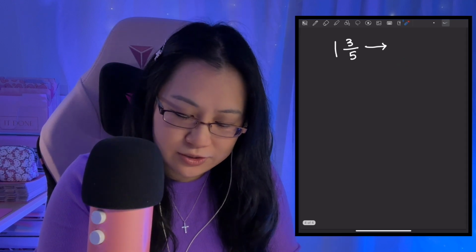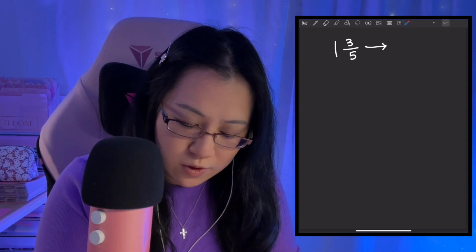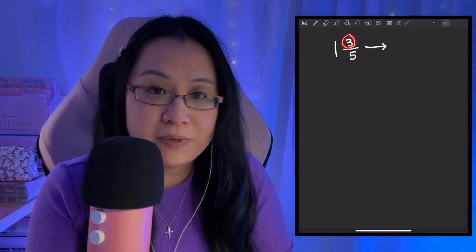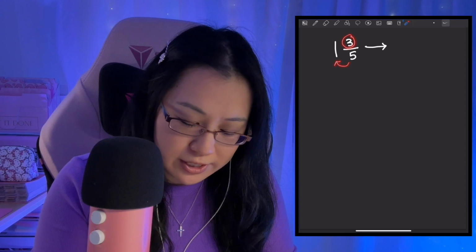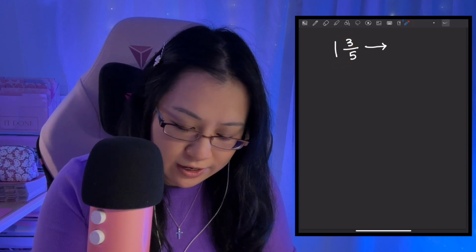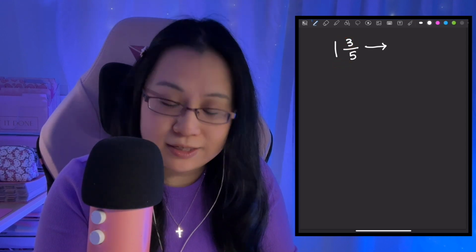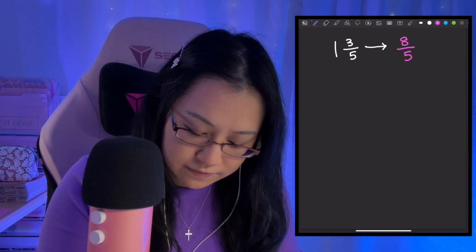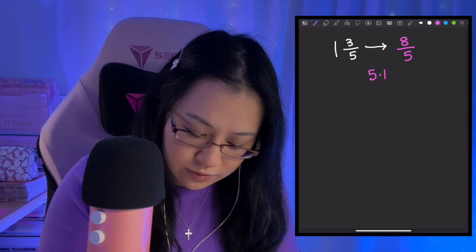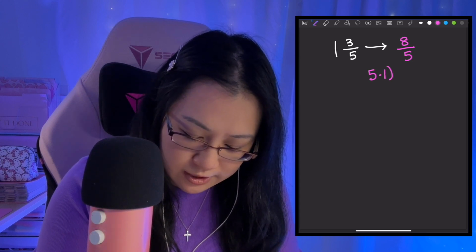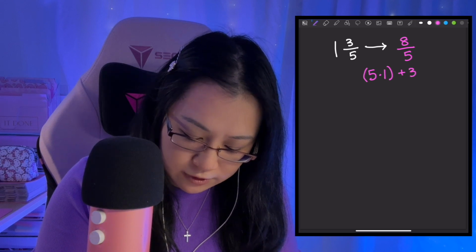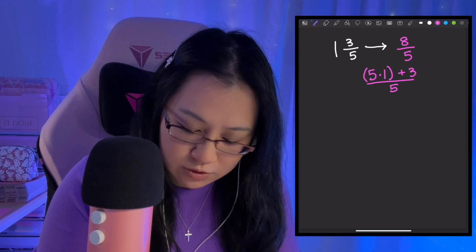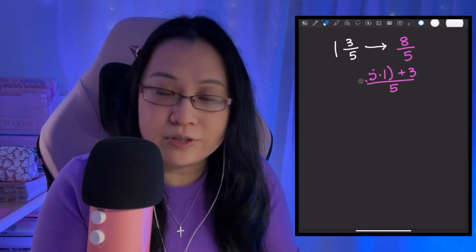Okay, and so now we have one whole pizza, so that will be 5 1/5 pieces plus another 3. So 5 times 1 is 5 plus 3 is 8. 8/5. Okay, so 5 times 1 is 5, do that first, and then add 3, which is 8, and then put the whole thing over that original denominator.